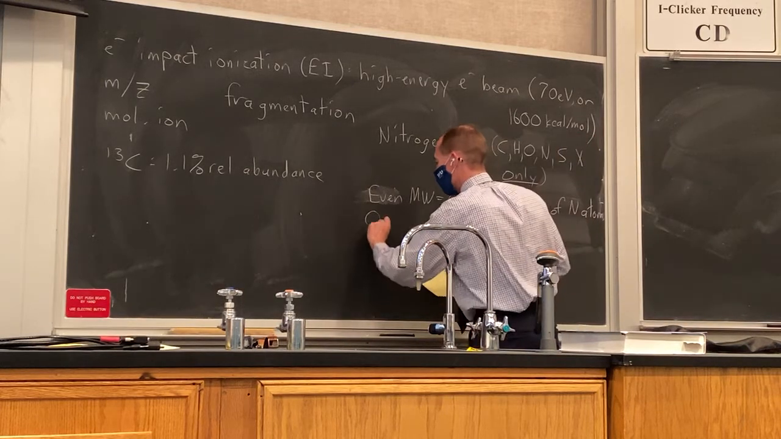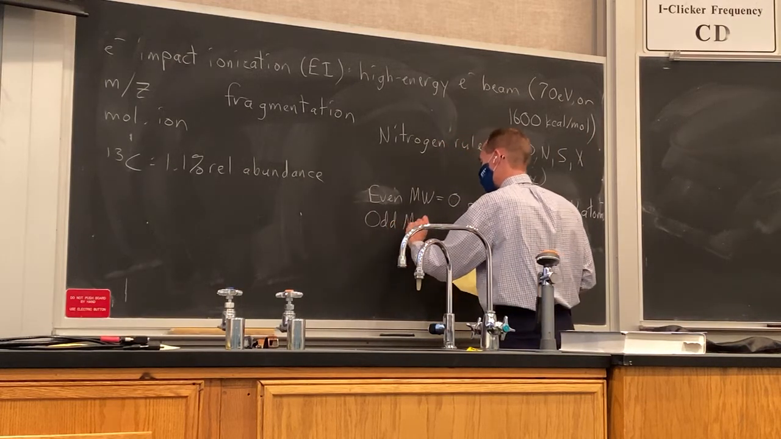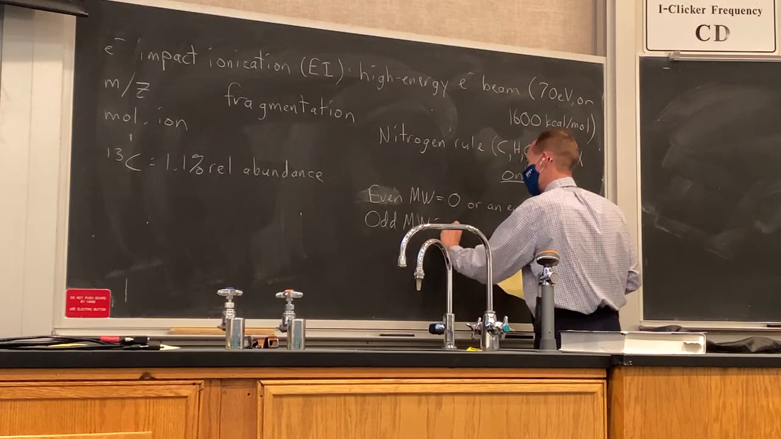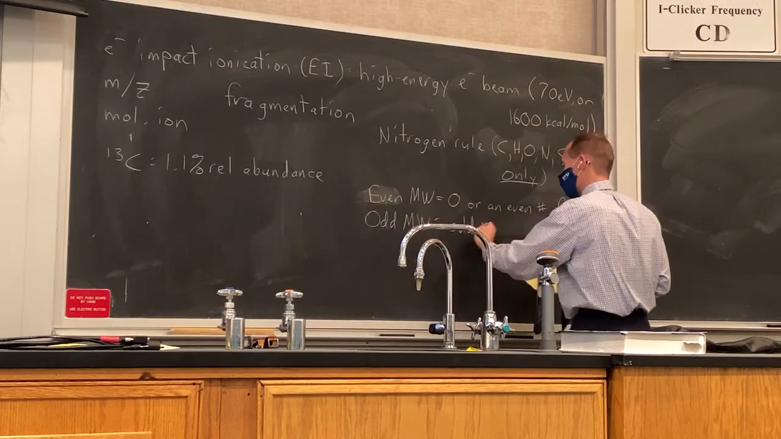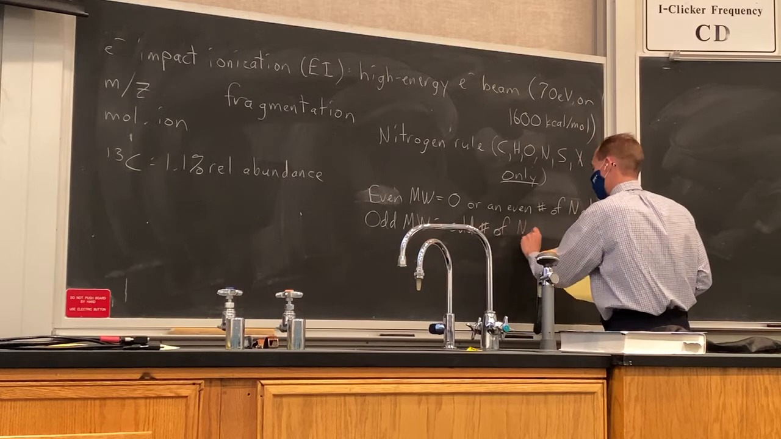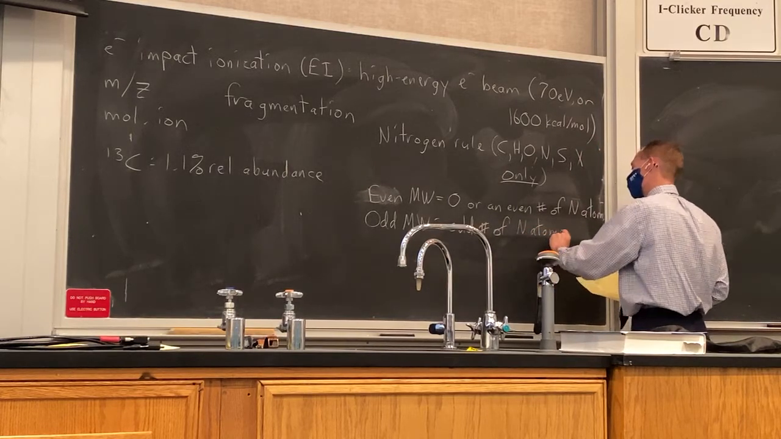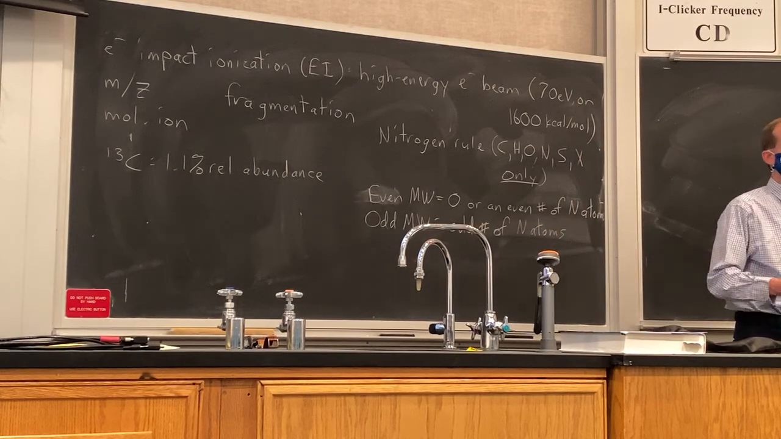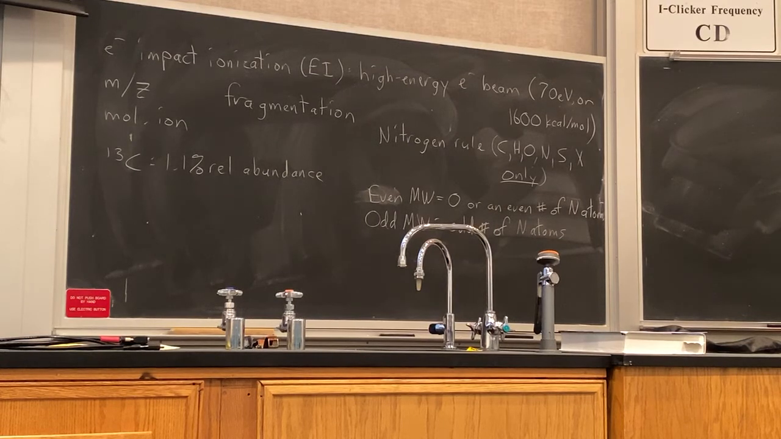If you have an odd molecular weight, that tells you you have an odd number of nitrogen atoms in your molecular formula, which would mean you have to have at least one nitrogen. So odd molecular weight tells you that you have at least one nitrogen in your molecule.